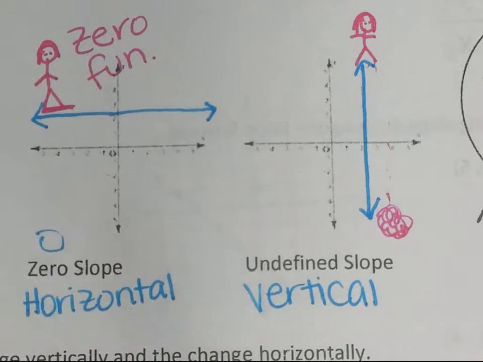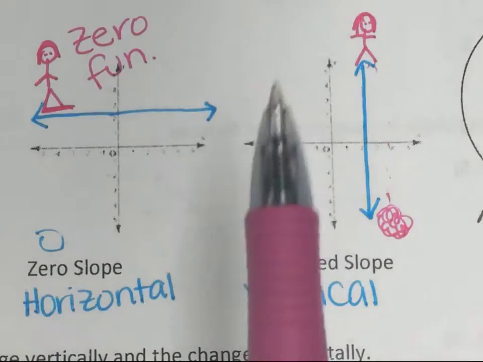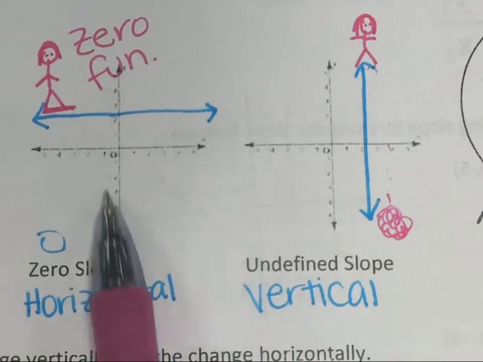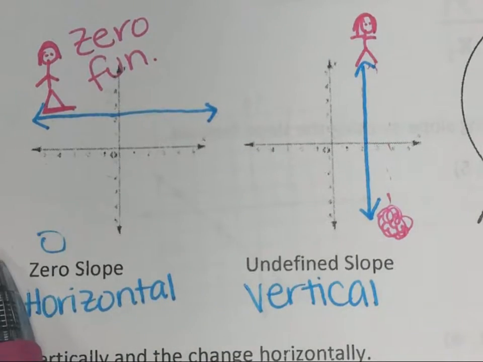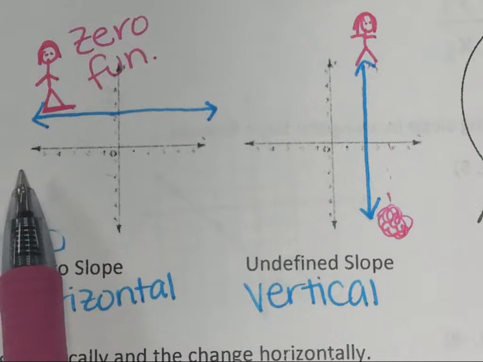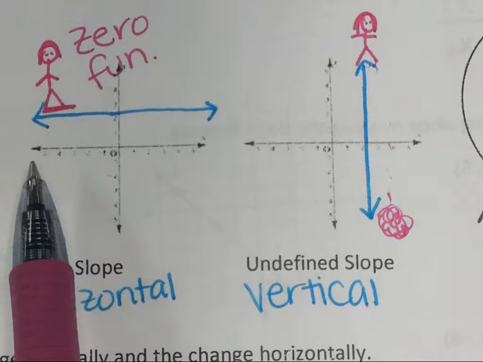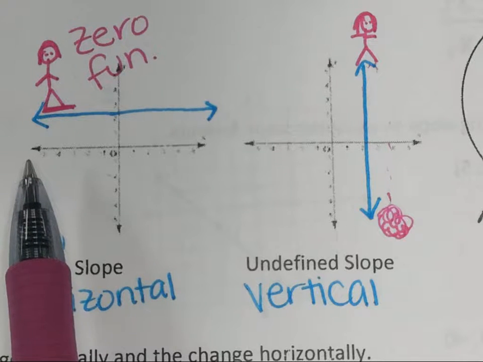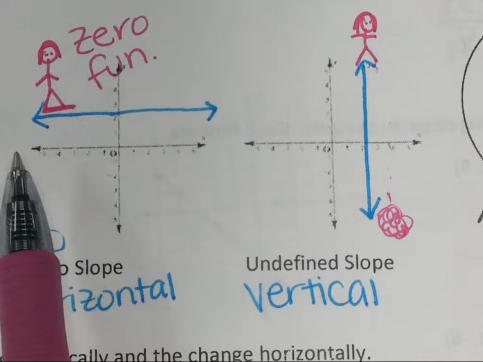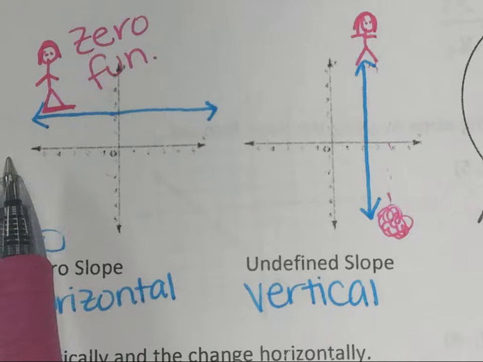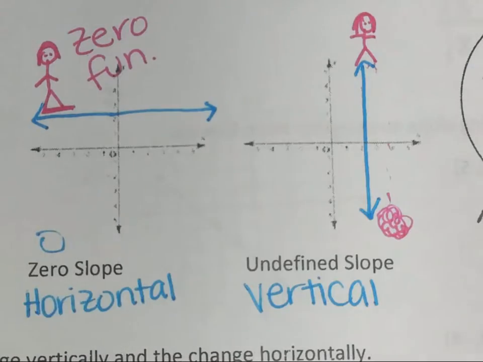So, guys, I like to use Bob and Bobita to figure out what slopes I have. These are the two that people miss the most, because they forget. Horizontal is zero slope. Vertical lines are deadly. Undefined.